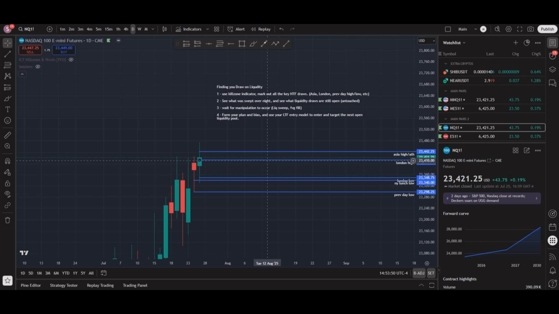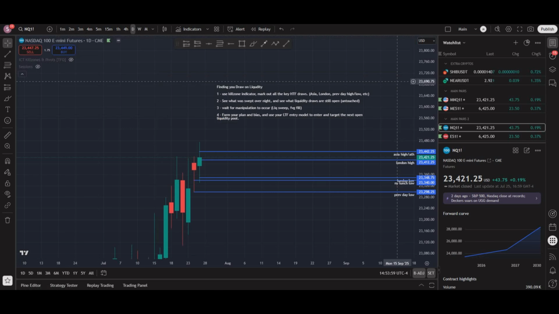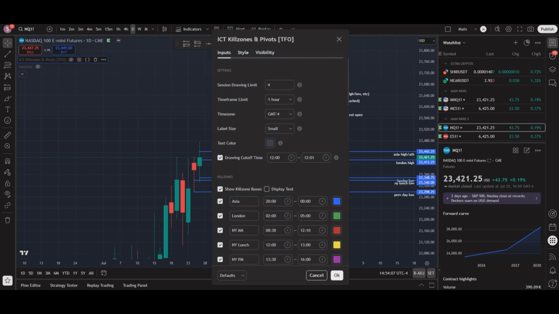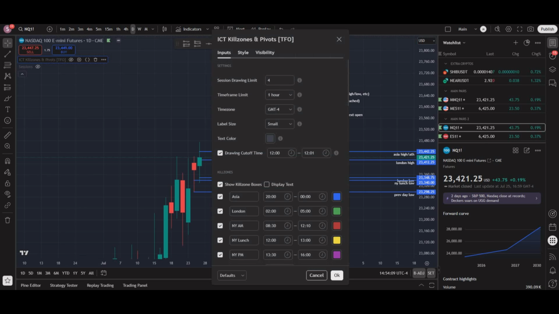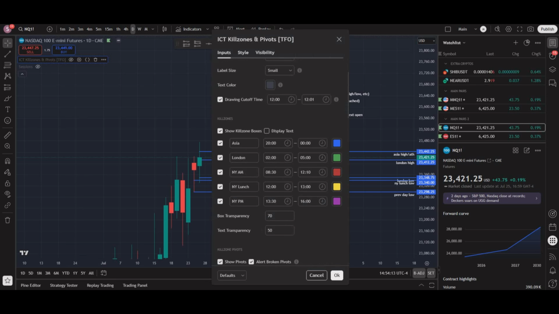So the first thing you're going to want to do is get this ICT Kill Zones and Pivots indicator. If you go to indicators and type that in, it's going to be this one right here. You're going to have to apply it to your chart, then pull up the settings and put these settings on the indicator. So just pause the video and copy all of these settings right here. And then you're going to make sure you have all of this exactly the same.